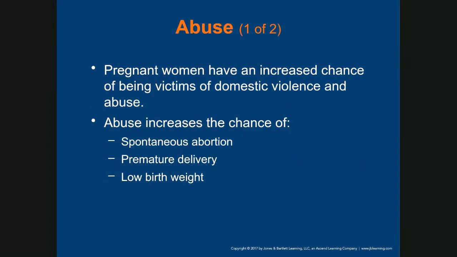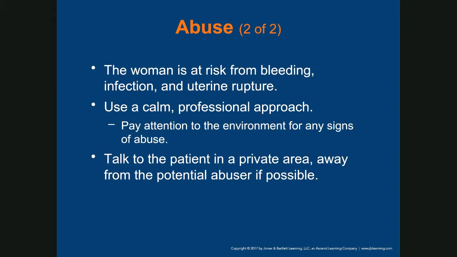Now, abuse. Pregnant women have an increased chance of being victims of domestic violence and abuse. Abuse increases the chance of spontaneous abortion, premature delivery, and low birth weight. The woman is at risk from bleeding, infection, and uterine rupture. Use a calm, professional approach. Pay attention to the environment for any signs of abuse. Talk to the patient in a private area away from the potential abuser, if possible, right?